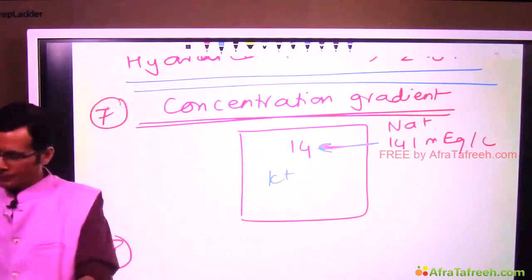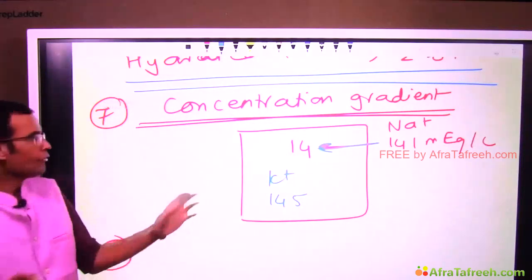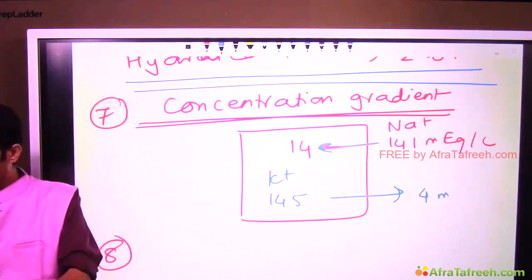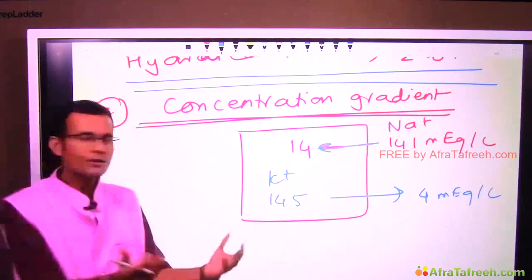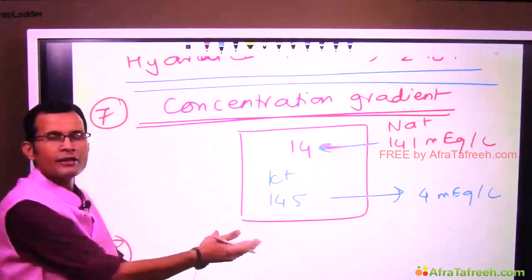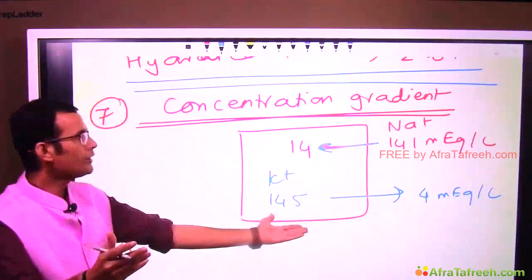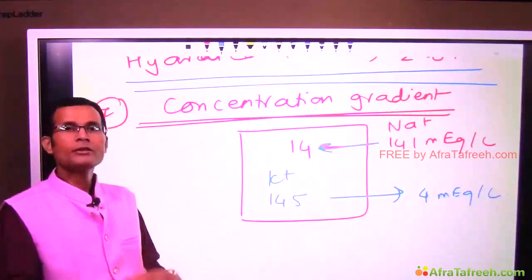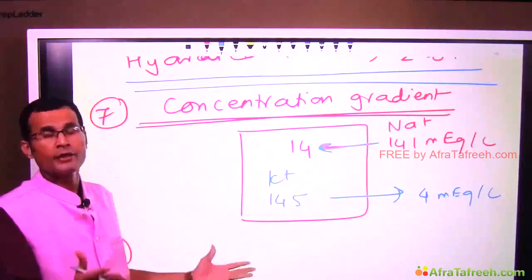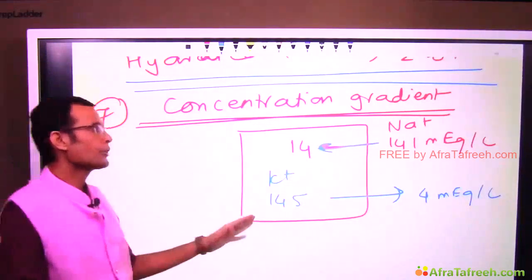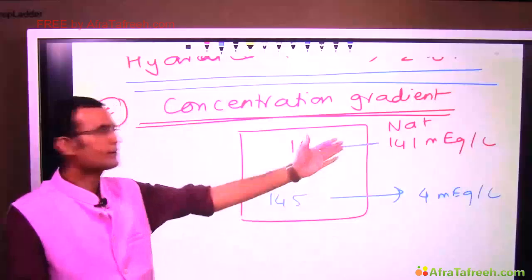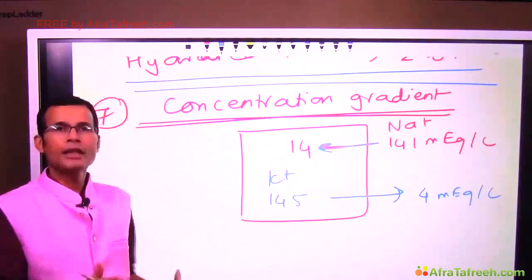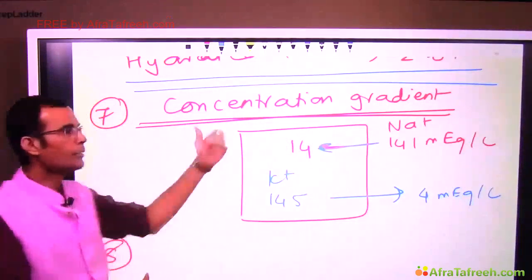Now look at the potassium. 145 milliequivalents per liter on the inside and only 4 milliequivalents per liter on the outside. Come on, tell me whose concentration gradient is wider? Look at the values. Isn't it obvious? Potassium has a greater concentration gradient, and therefore potassium diffusion rate will be faster as compared to sodium. So I've told you three reasons in all why potassium diffuses faster as compared to sodium.